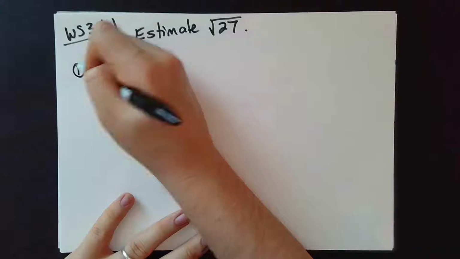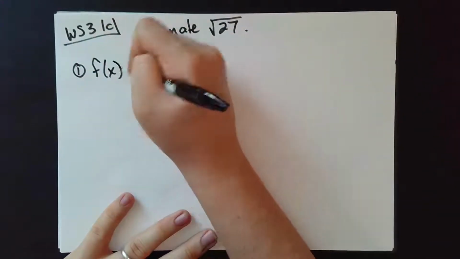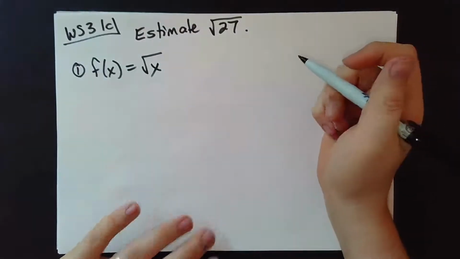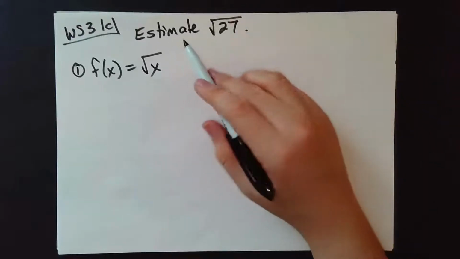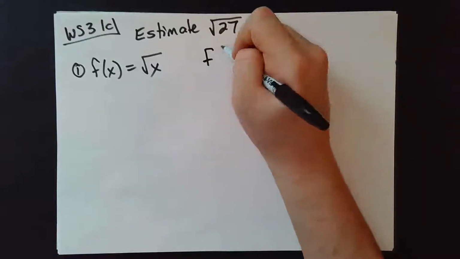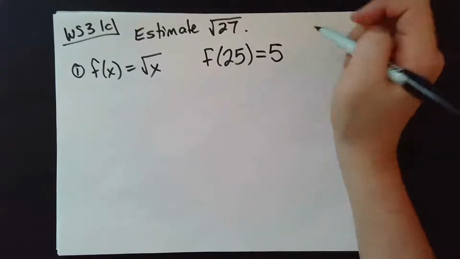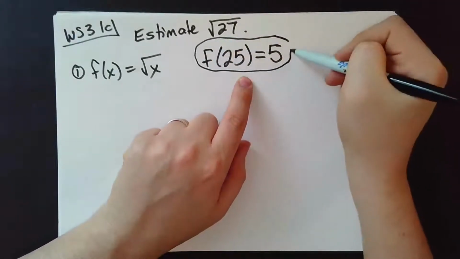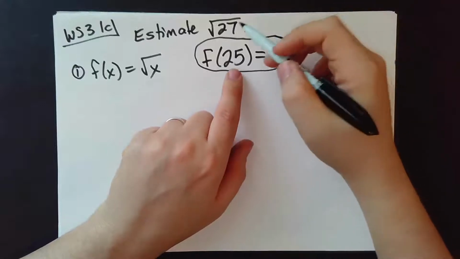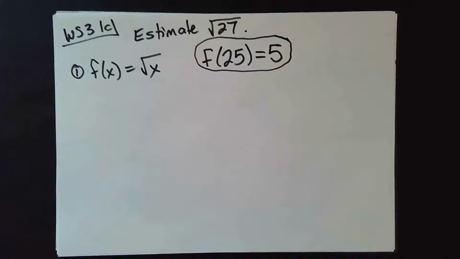Okay, so first things first, we need to identify that this is a value of the function square root of x, and it is a value of the function square root of x very near the point f of 25 equals 5. Now, the reason why I chose this particular point is that 25 is pretty close to 27, but unlike 27, I know the square root of 25.